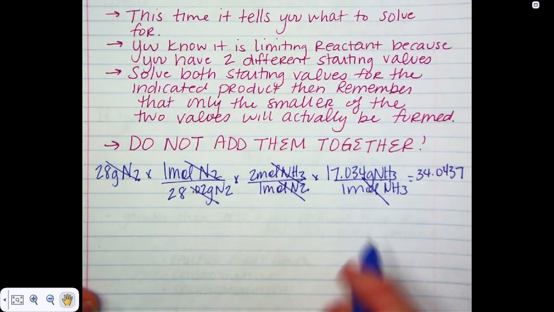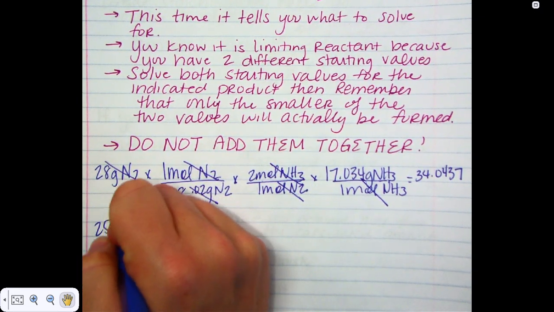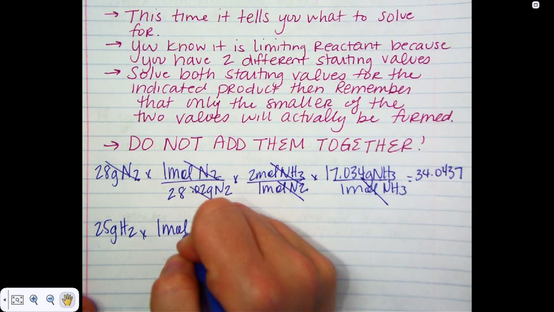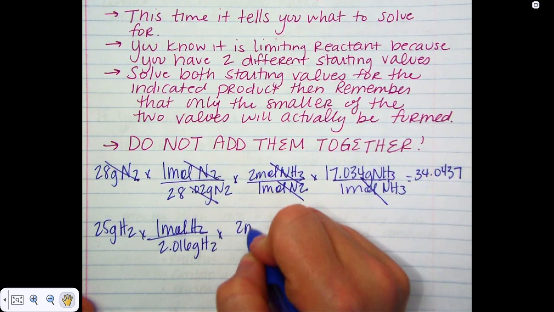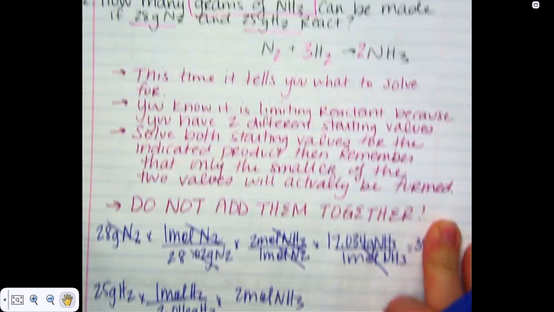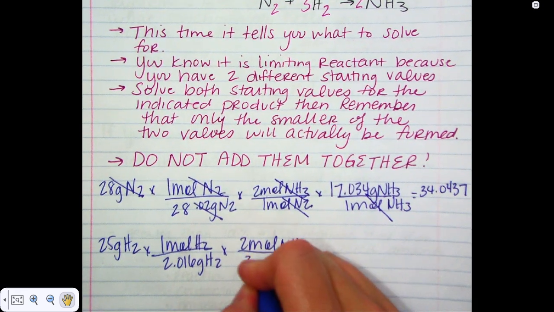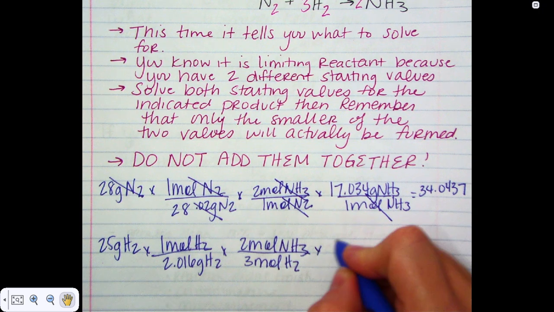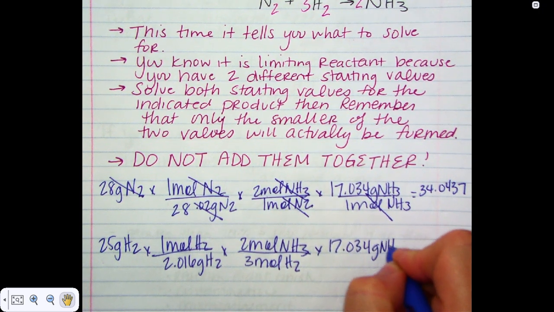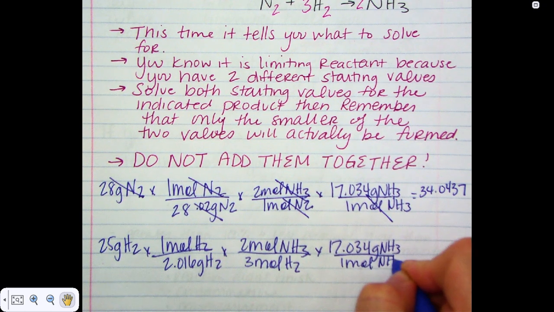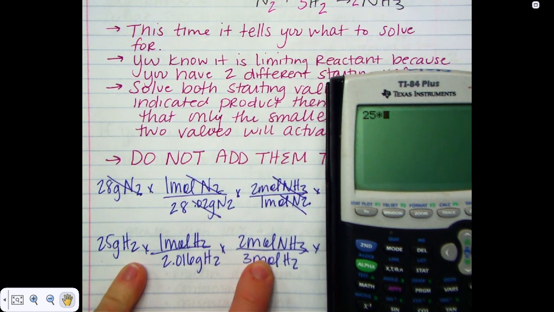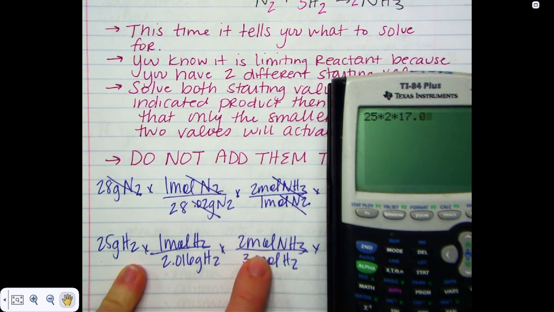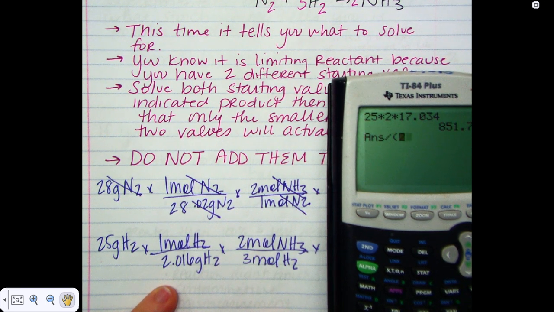All right, so now let's do the other one. So I have 25 grams of H2 times 1 mole H2 over 2.016 grams H2 times 2 moles NH3 over 3 moles H2 times 17.034 grams NH3 over 1 mole NH3. All right, so let's do that one. 25 times 2 times 17.034 divided by 2.016 times 3. Ooh, 140.8.